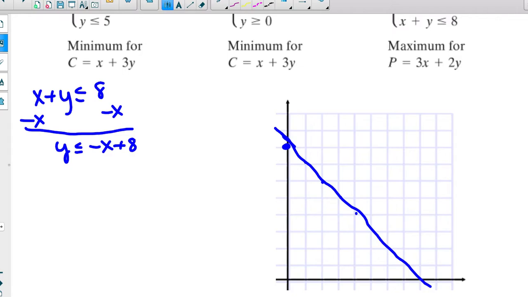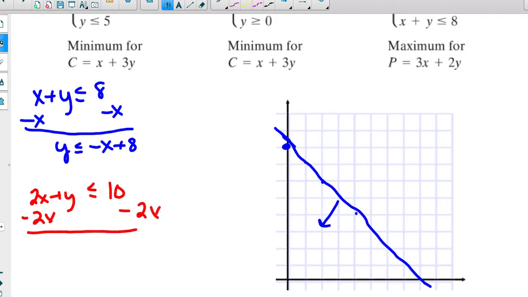All right, and then it says y is less than or equal to, so you're shading below this line. All right, the second inequality we have is 2x plus y less than or equal to 10. So you want to solve it for y again. This time we subtract 2x from both sides, and you end up with y less than or equal to negative 2x plus 10. Right, so we're going to go to 10 on the y-axis, and then your slope is negative 2, so you go down 2 to the right 1, down 2 to the right 1.